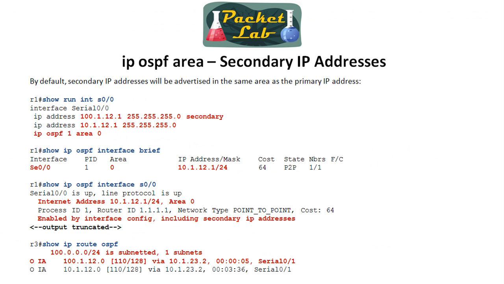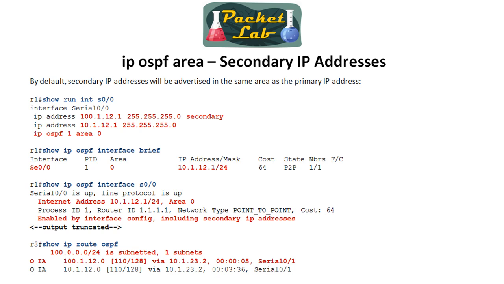All right, secondary IP addresses. Janky, really janky. That's all I've got to say. One of my least favorite features of iOS is the secondary IP addresses, but I will refrain from ranting any further about this. If you've got them configured, you're going to want to know how the IP OSPF area command addresses them.